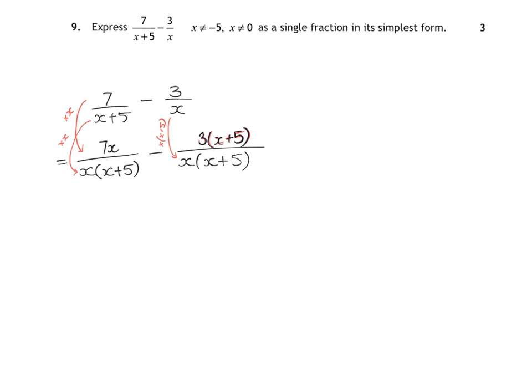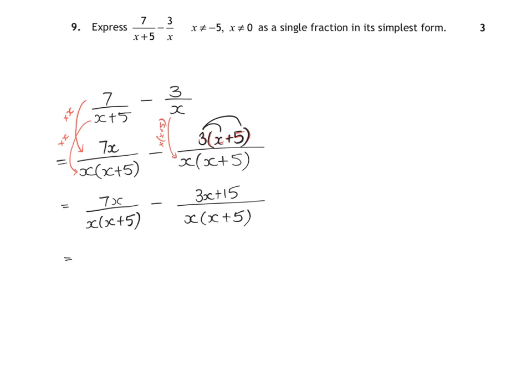So now we need to multiply out our brackets on our second fraction. Leave the first one as it is for now. Then we're going to have the bottom of our fraction here, so we've got x times x plus 5. And then we have 3 times x, which is 3x, and 3 times 5, which is 15.